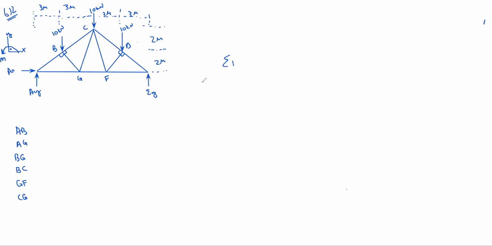I'm noticing right away that the summation of forces in the x direction only includes AX, which is equal to 0. So I'll go ahead and put that over here. That is 0 kilonewtons. I could take the summation of forces in the y direction right now, but there are two unknowns, both AY and EY. So I'm going to start with the summation of the moments about point A.